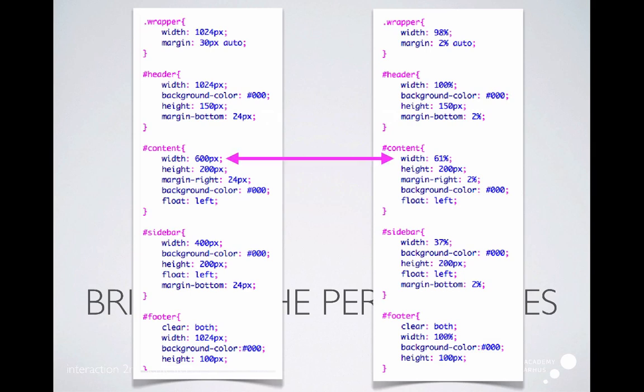And for the content, I say that it's 61% in width instead of 600 pixels. That leaves us 39% left for the sidebar and the margin. And the margin I set at 2%. That leaves us 37% for the sidebar width. And I put in again a margin bottom as in the header. And this margin bottom is 2%. As for the header, also for the footer, a width of 100%, so it scales according to the wrapper.